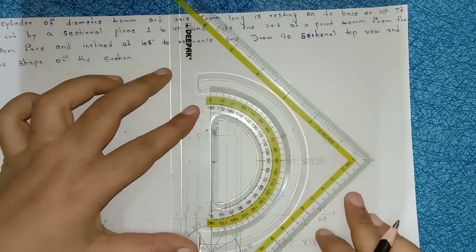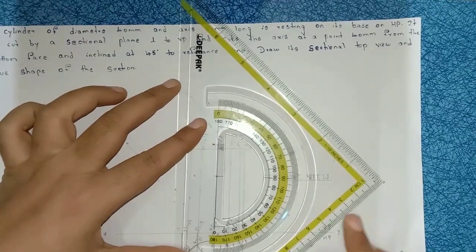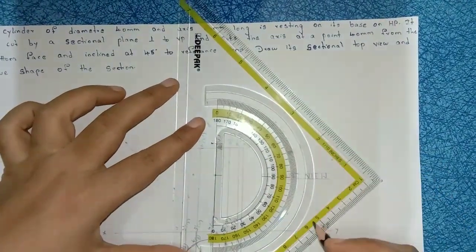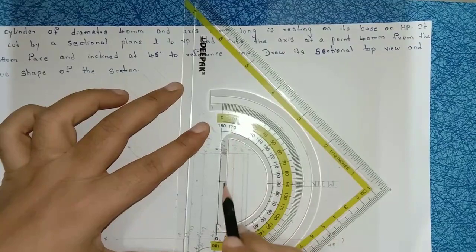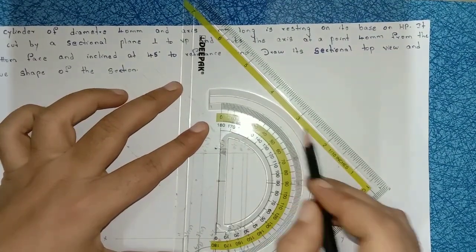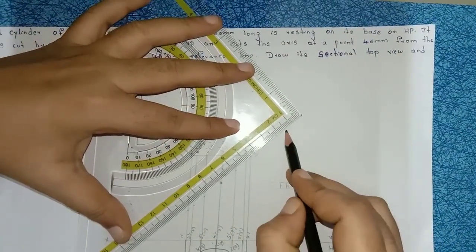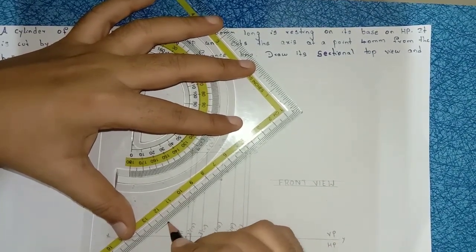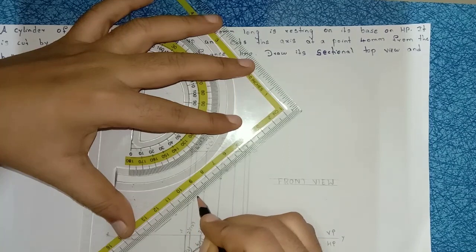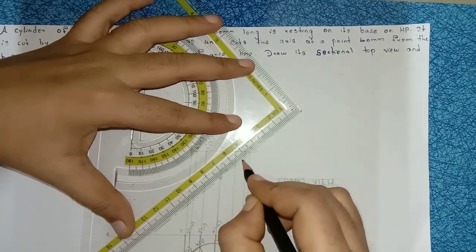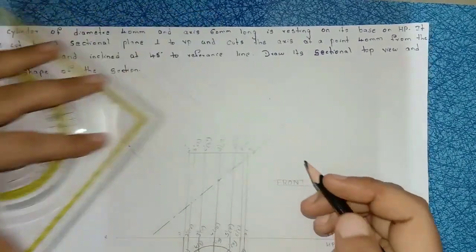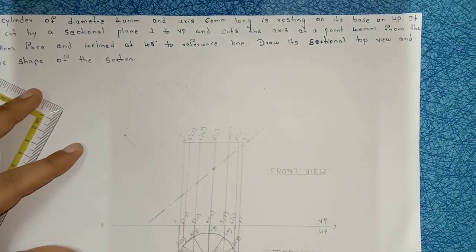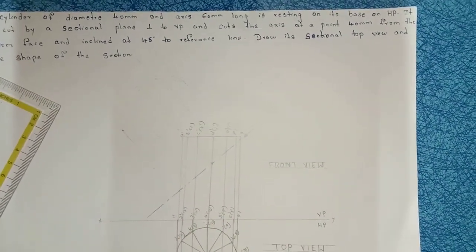45 degrees to the reference line. That means place your protractor on this axis line. From this point mark 45 degrees. Now through that 45 degrees the sectional plane should pass through this point. The sectional plane should be drawn with a long dash and a small dash. Draw the sectional plane of any length. We have constructed the sectional plane here.